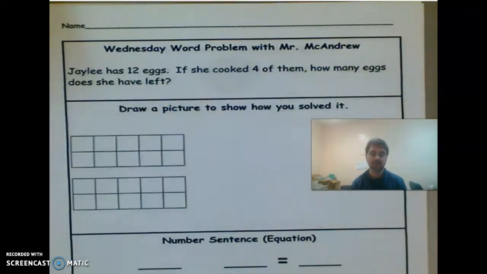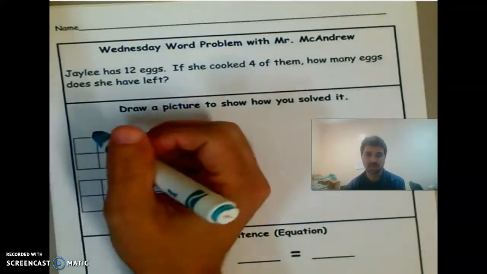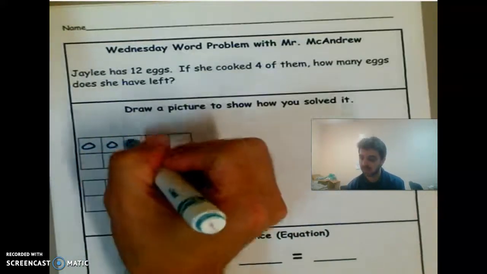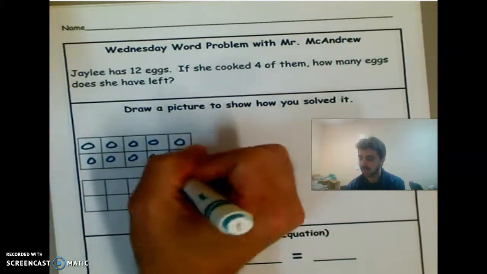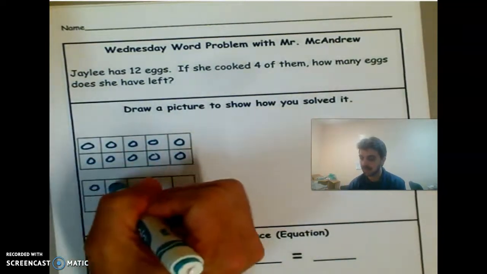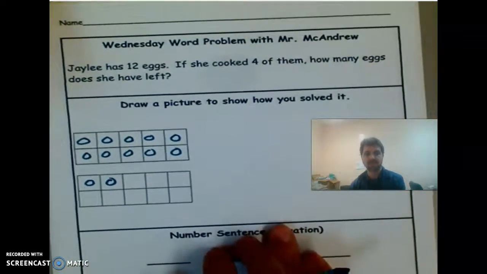So clearly we are subtracting. So what I would like you to do first is draw 12 eggs with your pencil or marker. Okay, so we're just going to make circles. 6, 7, 8, 9, that's 10. And then 2 more makes 12. Okay, so write that down.